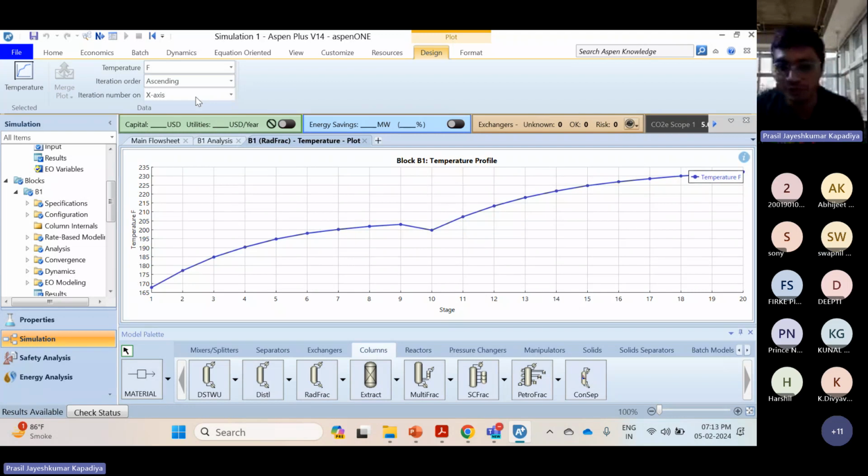Is procedure clear to everyone? Yes, sir. Yes, sir. So bottom has lower temperature, top has high temperature.